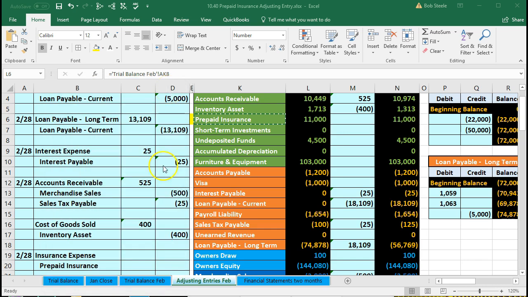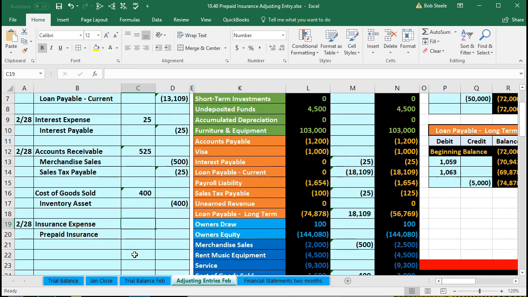We'll do that one more time over here. I'm going to put that same calculation here. We are in cell C19: equals 11,000 divided by 12 months. That's going to give us 917. It is rounded, so note that it is rounded there. We're going to credit for the same amount. So there we have it. We're going to record this.